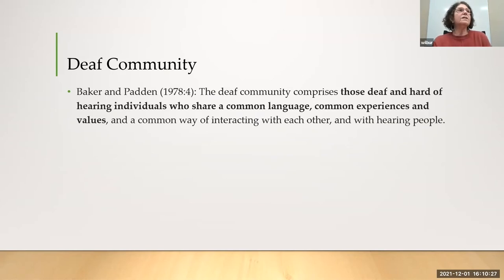Deaf community, as initially defined in this quote by Baker and Patton, 1974, deaf community comprises those deaf and hard of hearing individuals who share common language, common experiences and values, and a common way of interacting with each other and with hearing people. There is quite a bit of research on the differences between deaf culture and hearing culture when it comes to things like how close you stand, how far away you stand from the person you're having a conversation with, things you do and don't say, questions you can and cannot ask, what happens when you need to walk between two people who are having a sign language conversation. Hearing people are always reluctant to do that. Deaf people are like, come on, get through and get out of my way. So there are these things that separate the deaf community from hearing culture.